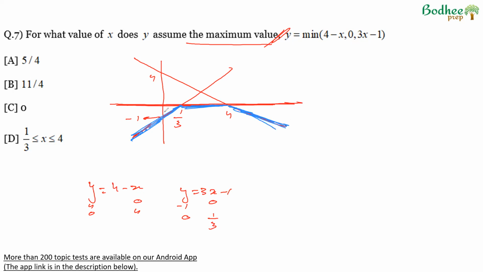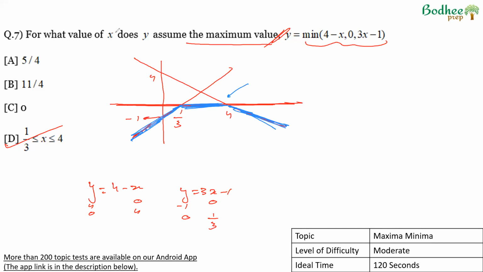So if you look at the value of y, it will be the blue line, which will be the curve for y. We can clearly see the maximum value that it reaches is this straight line, when the value of y is 0. And this happens for all values between 1 by 3 and 4, both included. So from the graph, we can simply say for what value of x does y take the maximum value? From 1 by 3 to 4, y has a value of 0, and that is the maximum value that this function will take.